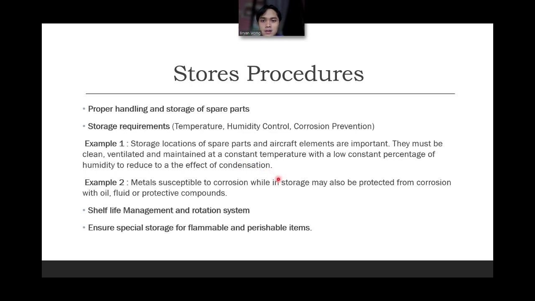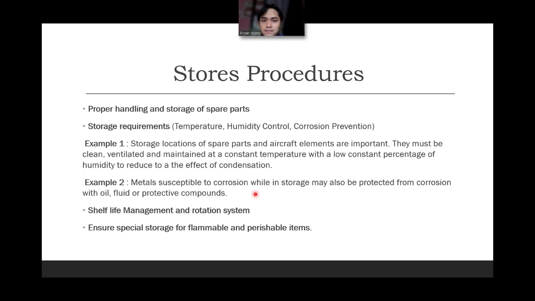Okay, so it's important. You must store the spare parts or items in the perfect storage location. Make sure it is always clean and ventilated, with temperature control. Example 2, metals susceptible to corrosion while in storage may also be protected from corrosion with oil, fluid, or protective compounds. This is how you store a metal.